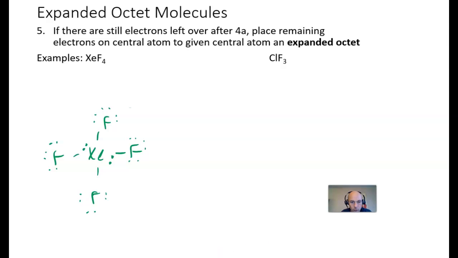All right, let's try chlorine trifluoride, in red this time. Chlorine will be the central atom because there's only one of it, and it is less electronegative than fluorine. It's below it on the periodic table. So I build the skeleton. Ooh, I just got ahead of myself. That's okay. I know I need to anyways.